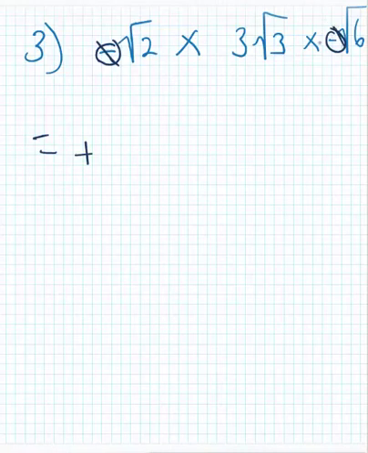Next, I'll multiply any numbers on the outside. I've got a 1 here times 3 times 1, which is just going to be 3 on the outside, square root. And now multiply everything on the inside.